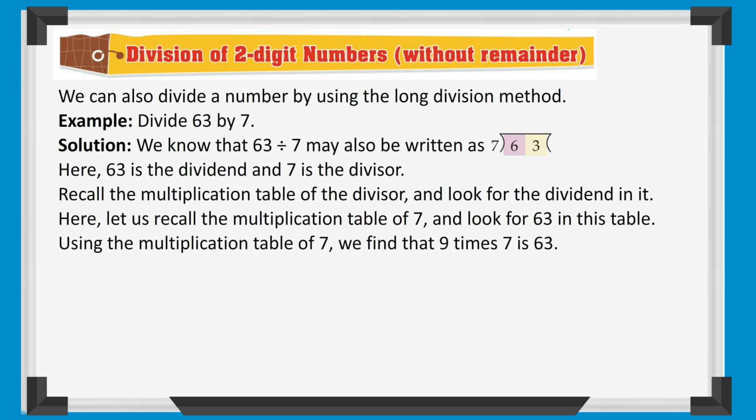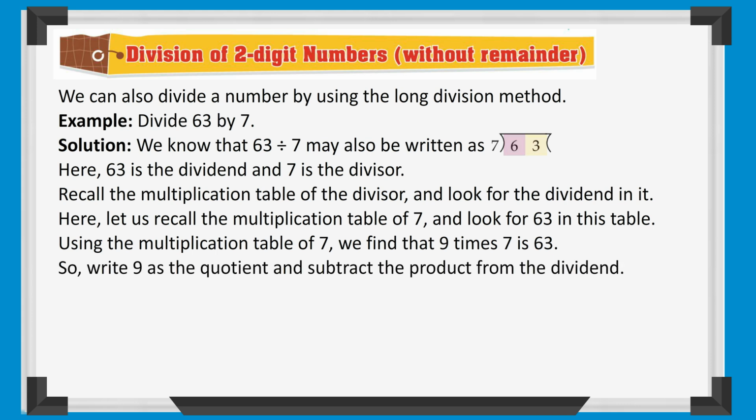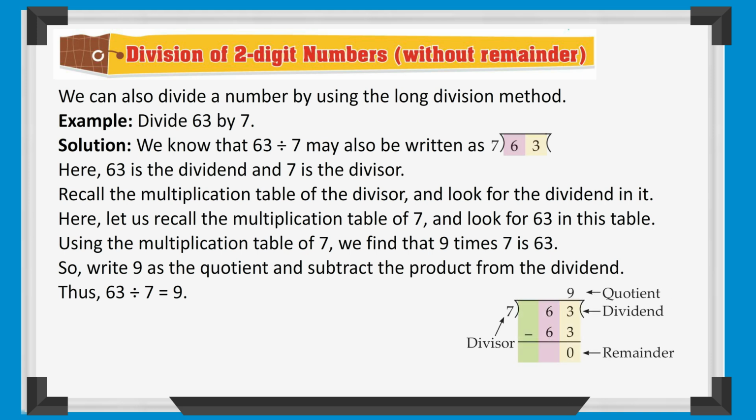Using the multiplication table of 7, we find that 9 times 7 is 63. So write 9 as the quotient and subtract the product from the dividend. Thus, 63 divided by 7 equals 9.